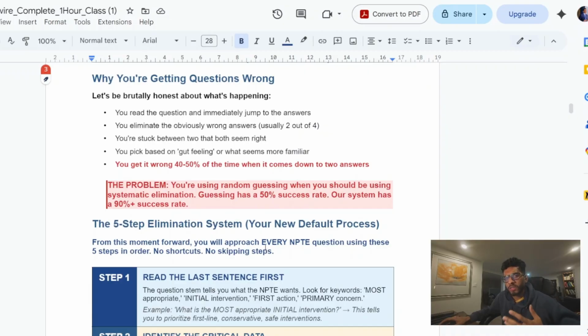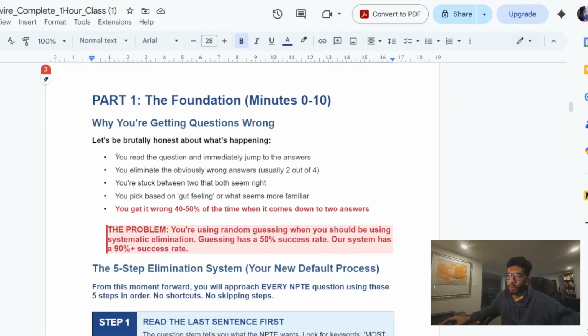So the first is the foundation. First, we need to understand what is going wrong, why you are getting the questions wrong. If you want to make real changes, you need to address things brutally honestly, right? Addressing things brutally honestly and making a change from there will have a bigger impact than anything else in life. When things go wrong, or things don't happen the way you want, you choose to point fingers at others. Instead of that, the moment you change this, that's where the real change happens. So let's be brutally honest about what's happening, right?